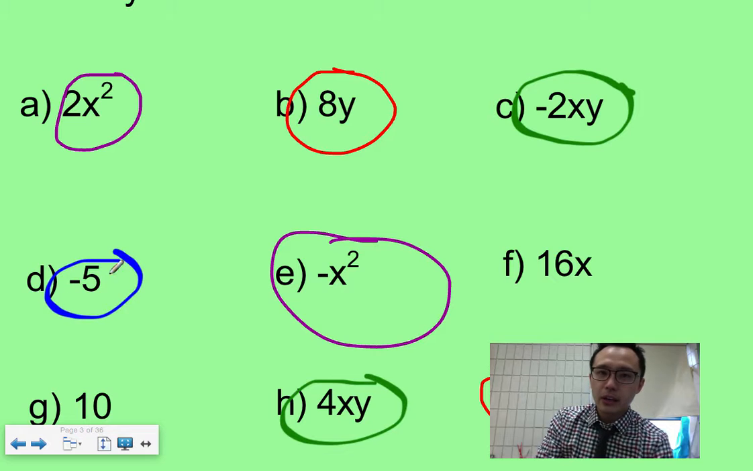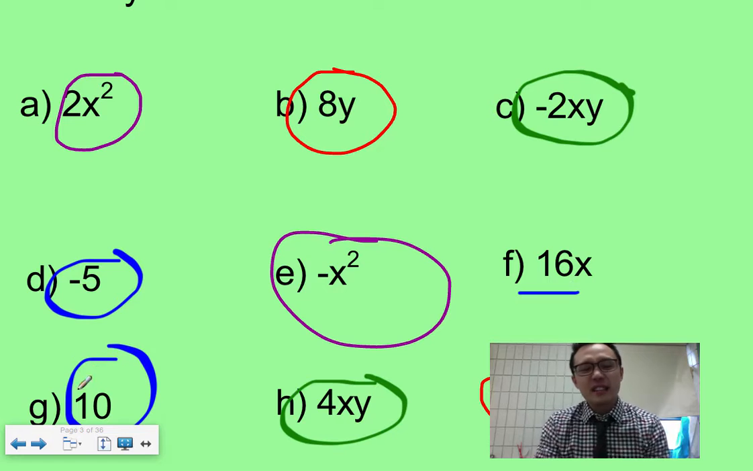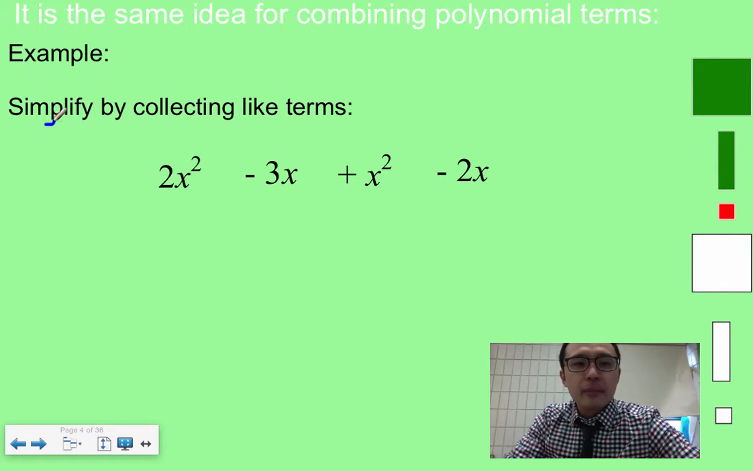Here's a number, a constant, and here's a number. So I guess the 16x is just kind of left out. So that's your like terms. How do we combine them? So you're going to get a question like this. Simplify by combining or collecting like terms.